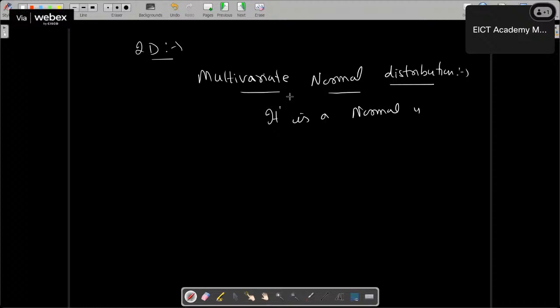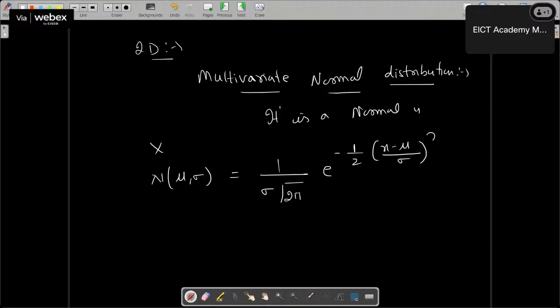Okay, so for the normal distribution, say we have a random variable x, and it is represented by the Gaussian distribution N(mu, sigma). The formula is 1 over sigma root 2 pi, e to the power minus 1 by 2, (x minus mu divided by sigma) whole square. This is the representation of a normal distribution of one input column, a single random variable, x.